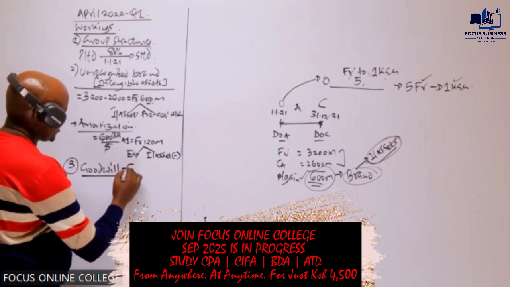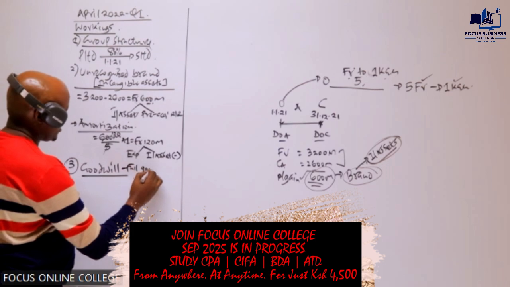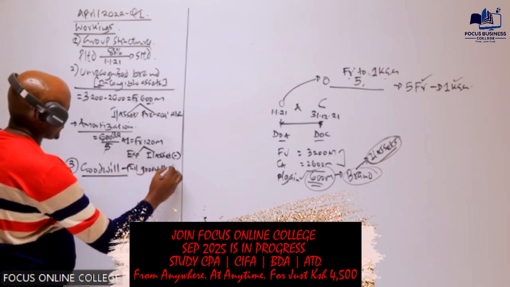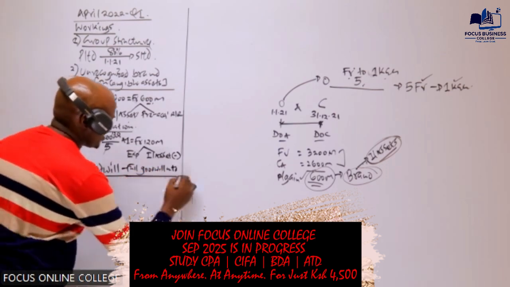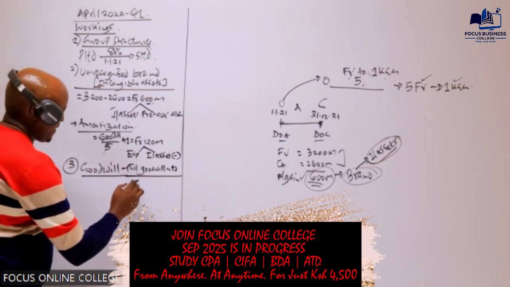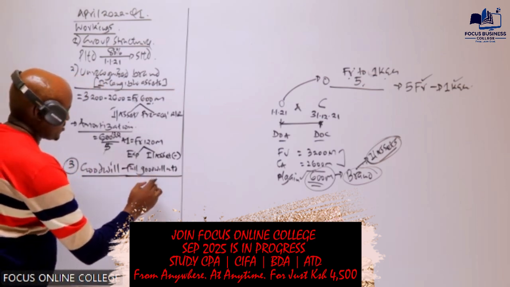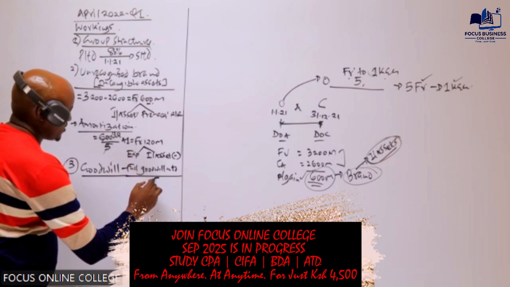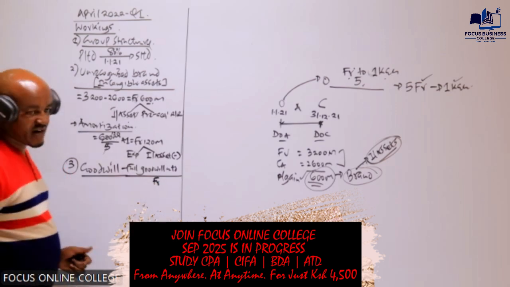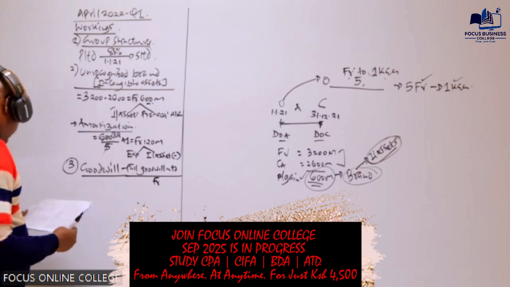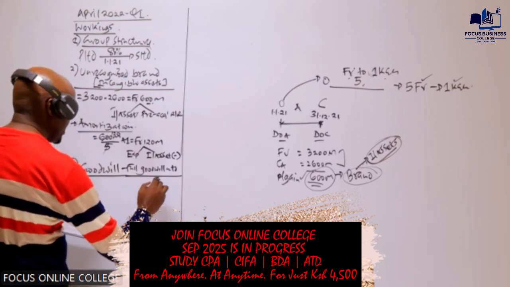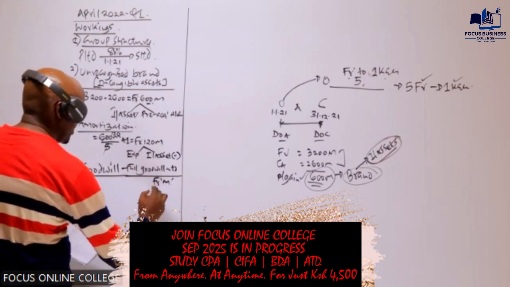So remember, in this case, the method we are going to use is the full goodwill method. Here we just need to have one column. We are computing this in franc, the foreign currency, and the figures are given in million of shillings.